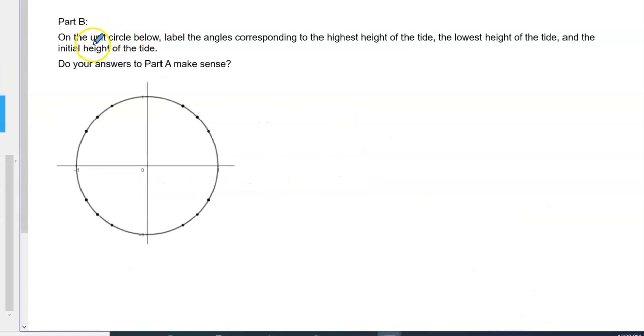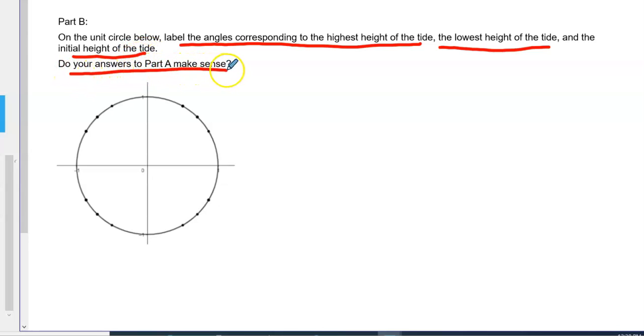Question 4, part B. On the unit circle below, label the angles corresponding to the highest height of the tide, the lowest height of the tide, and the initial height of the tide. Do your answers to part A make sense? I want you to pause this video and then attempt the question, and let's discuss it together.